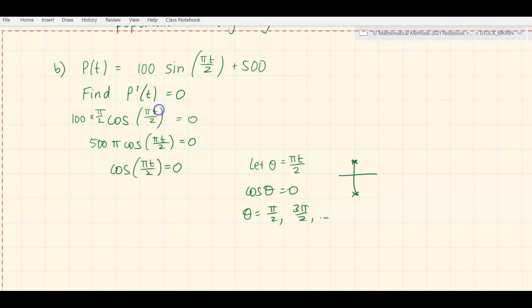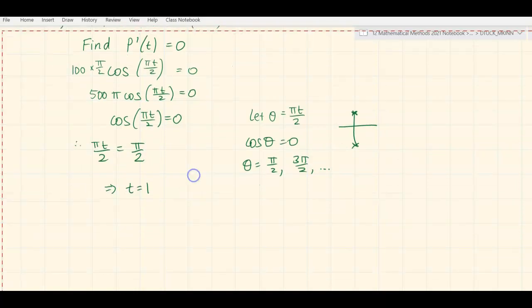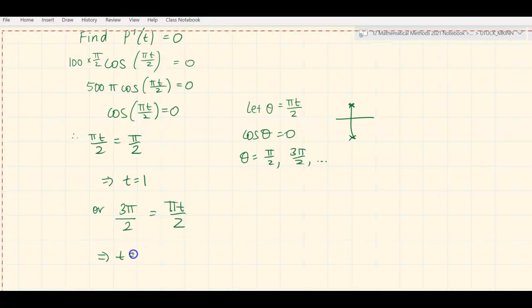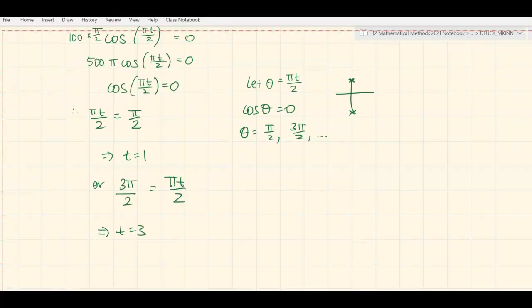So therefore, pi t on 2 has to equal pi on 2. That's the first time that this happens, which is at t equals 1 when you solve that equation, or 3 pi on 2 has to equal pi t on 2. And if I multiply both sides by 2 and divide both sides by pi, that's going to mean that t equals 3. So we've got a few solutions, and you can see that it's pretty much happening every time you add 2 to t: 1, 3, 5, 7, etc. So now we have to find out which one of those is going to be our first maximum.